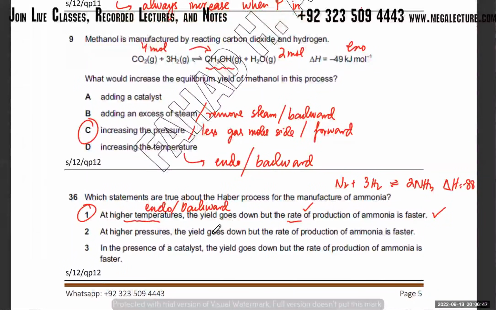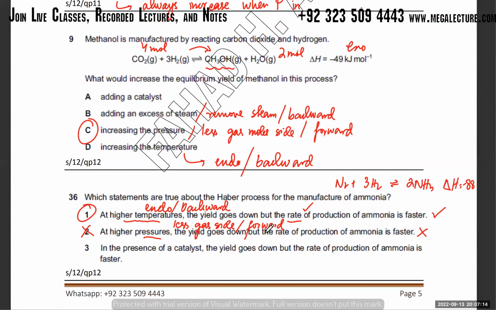At higher pressures, the yield goes down. Is that true? Yield कम होती है higher pressure पे, कौन सा reaction favor होगा? Backwards. The less gas side, right? Yeah. And it's going to be the forward reaction, right? Forward. The yield actually goes up, so that one is wrong. Okay, this one is wrong.